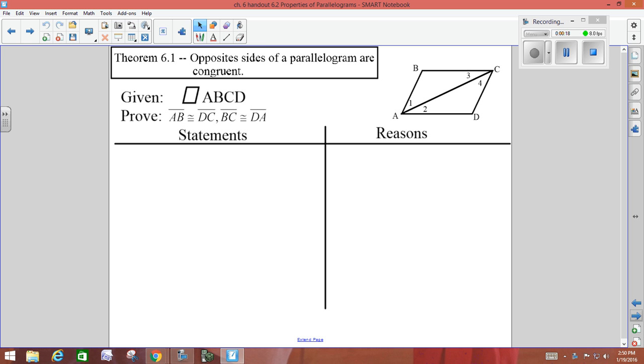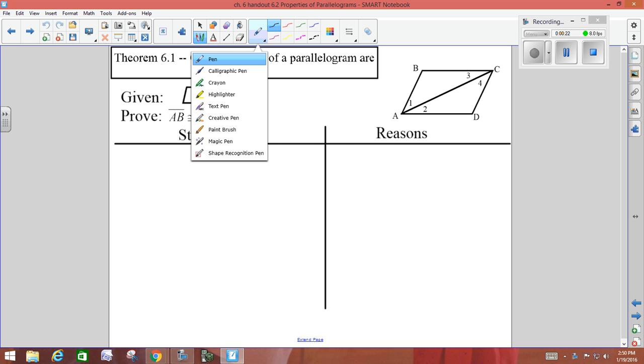What's your first step in a proof? Good. Write your given down then.